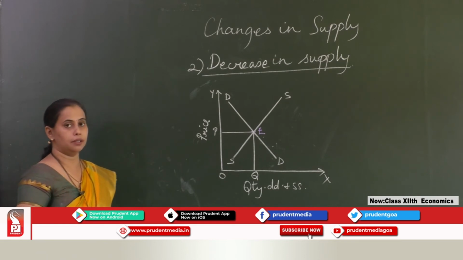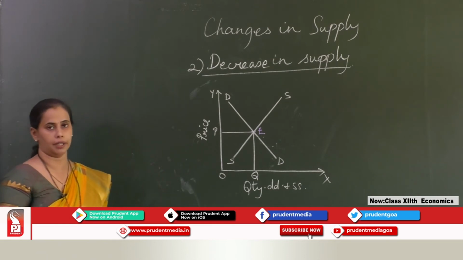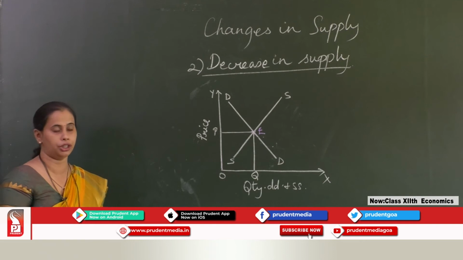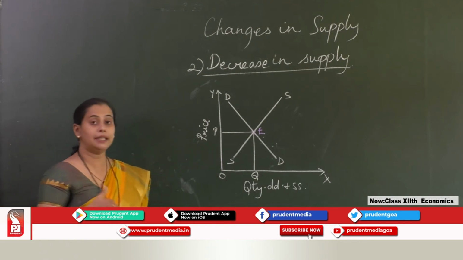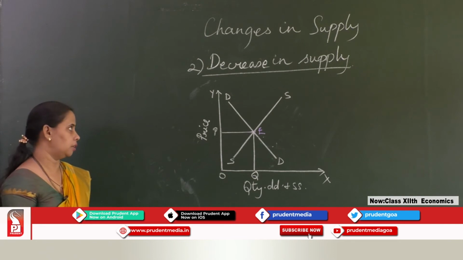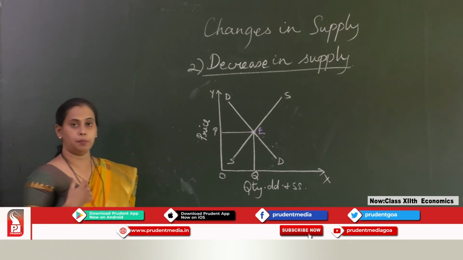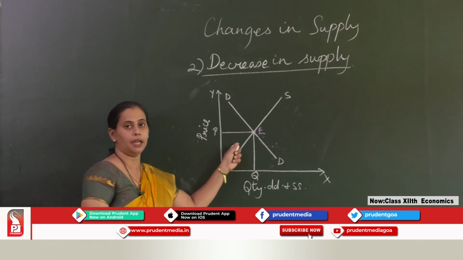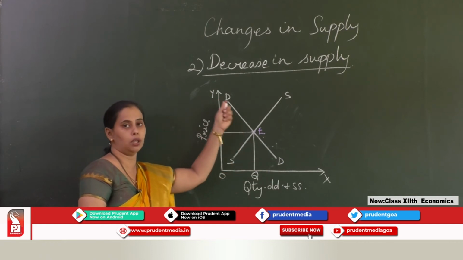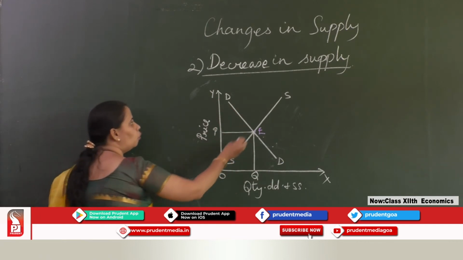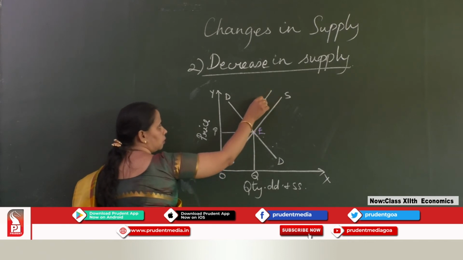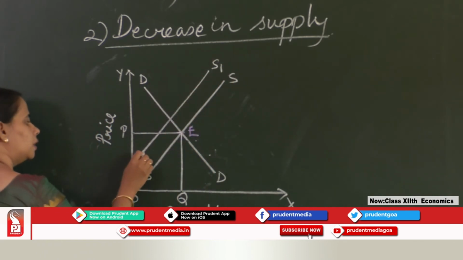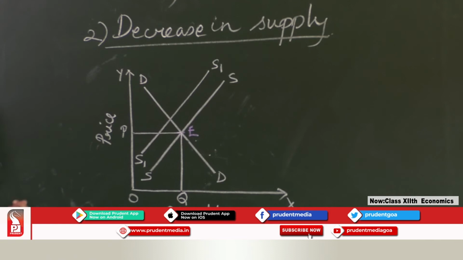Now, in this case, we are seeing the decrease in the supply. The decrease in the supply may take place due to factors like deterioration in the technology, or there could be an increase in the taxes by the government, etc. A decrease in supply takes place because of factors other than price. Now, when there is a decrease in the supply, the supply curve will shift inward. So, let us see the movement of the supply curve. It shifts inward from SS to S1.